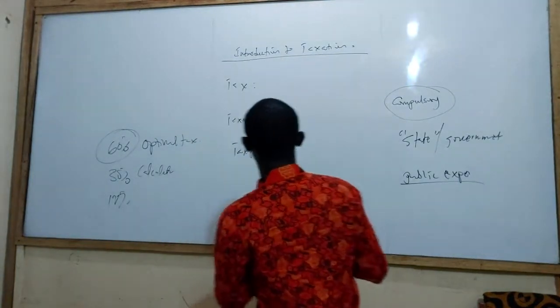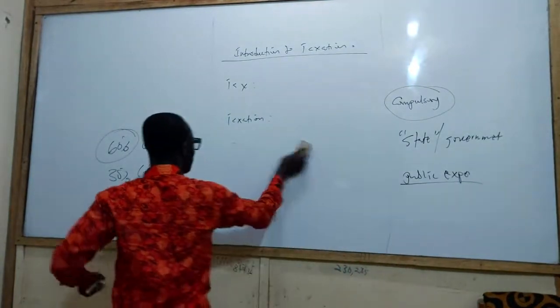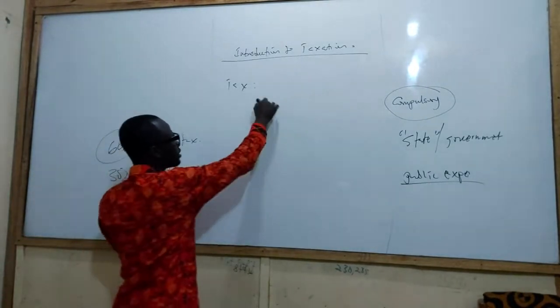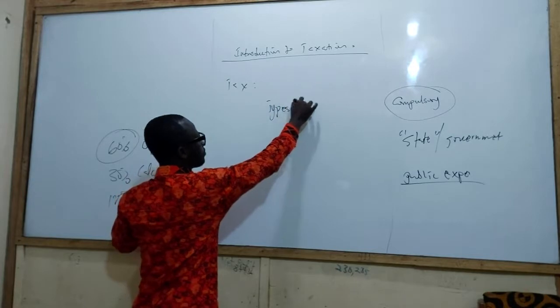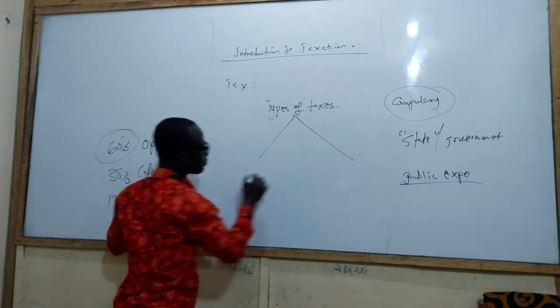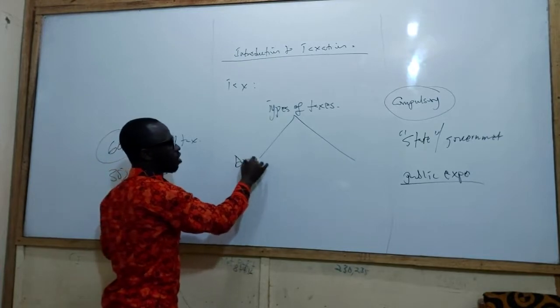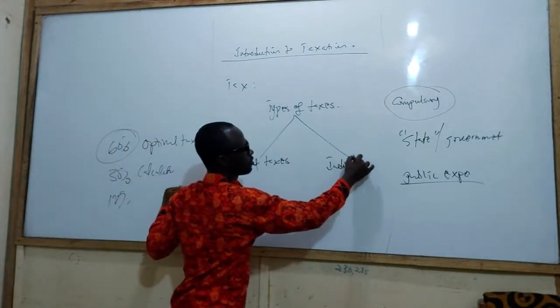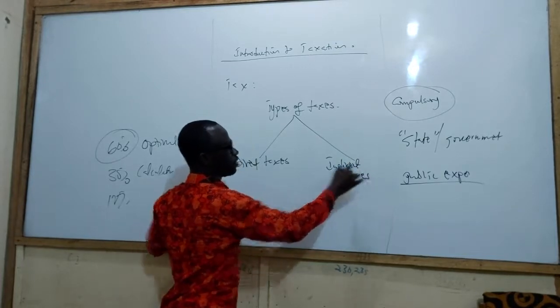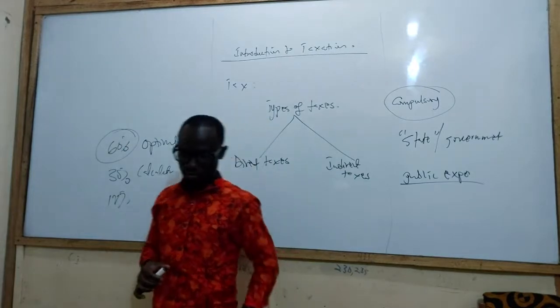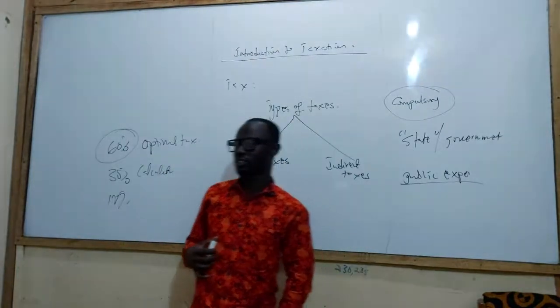Now, so what are the types of taxes that we can talk about? So let's look at types of taxes. Direct taxes, and then indirect taxes. So let's look at them in a bit of detail. What are direct taxes?